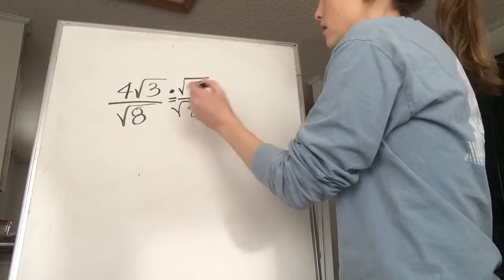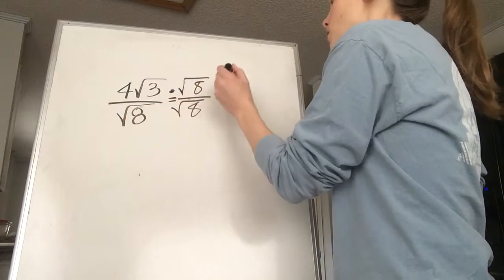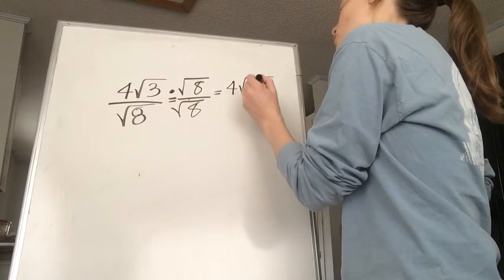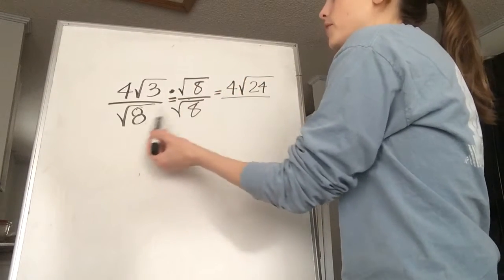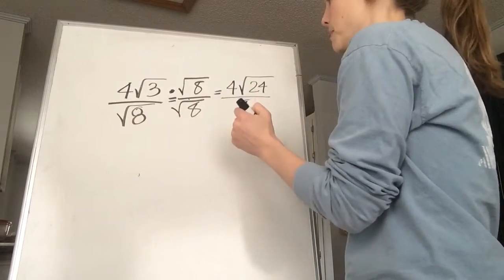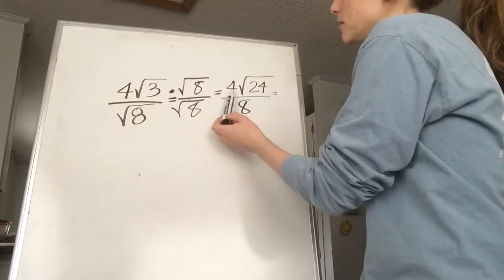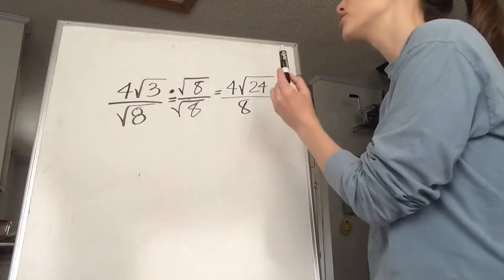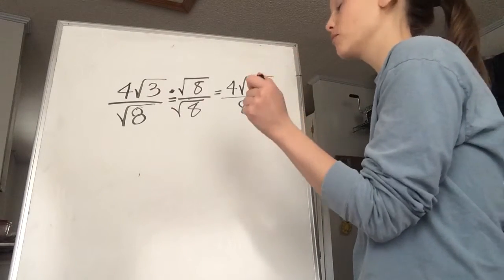So if we do that, 4 is our coefficient. Square root of 3 times square root of 8 is square root of 24. Square root of 8 times square root of 8, those of course cancel out and we're left with 8. Now we might be tempted to go and reduce these because it seems like a very obvious relationship, but go ahead and reduce your square root, what's in the radical symbol first.